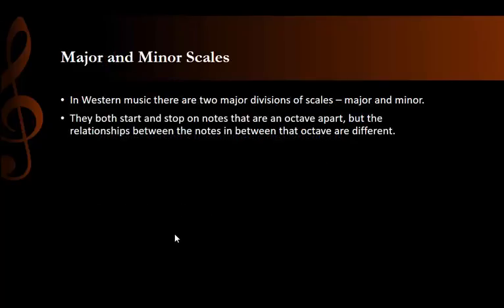So in Western music, the pentatonic scale is used, but the two major divisions of scales that are more commonly used are the major and minor scales. They both start and stop on notes that are an octave apart, but there's different relationships between those notes and between that octave span that make a major scale sound very different from a minor scale.